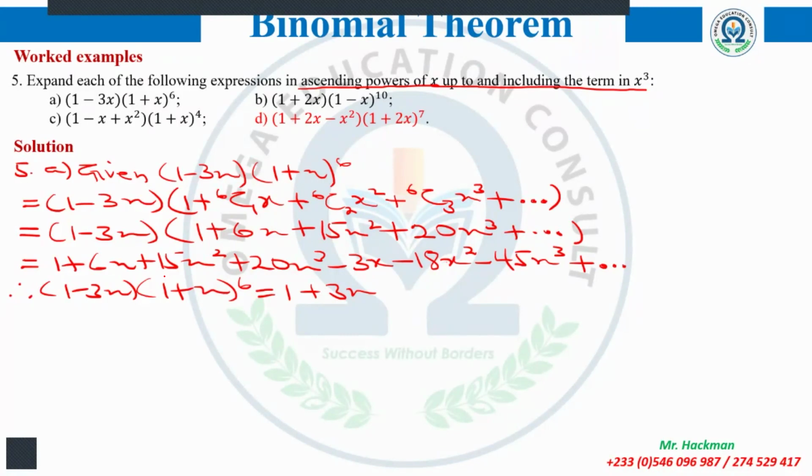I have an x squared term here, another x squared term. So it will be 15x squared minus 18x squared, which gives me minus 3x squared. Do you agree? Then the x cubed, you have two of them: 20x cubed minus 45x cubed, and that will give us minus 25x cubed. Am I right? Then plus your ellipsis. So this will be the expansion of this in ascending powers of x up to and including the term in x cubed.